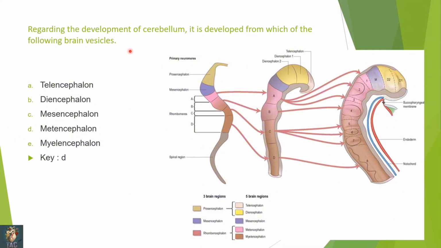Next MCQ: regarding development of the cerebellum, it is developed from which of the following brain vesicles? There are the different vesicles. We know this is the telencephalon, from which the cerebral cortex forms, the diencephalon, then the mesencephalon from which the midbrain forms, then the metencephalon and the myelencephalon. The metencephalon forms the cerebellum and the myelencephalon will form the medulla. So the correct option in this case is that the cerebellum is derived from the metencephalon.